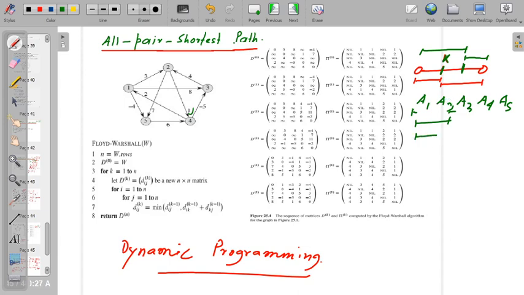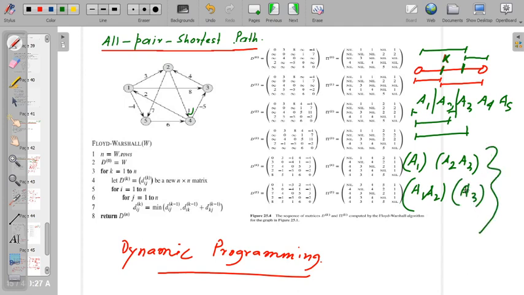Then I'll be considering the chain length 3. Whenever I'm considering chain length 3, I can have a cut like this, a1, and then a2, a3. So here I can cut, or I can cut here. At that time I am solving a1, a2, and then a3. Out of these two, whichever solution gives the minimum number of multiplications, that solution I'll be taking. So chain length 3 is considered, then I'll be considering chain length 4.